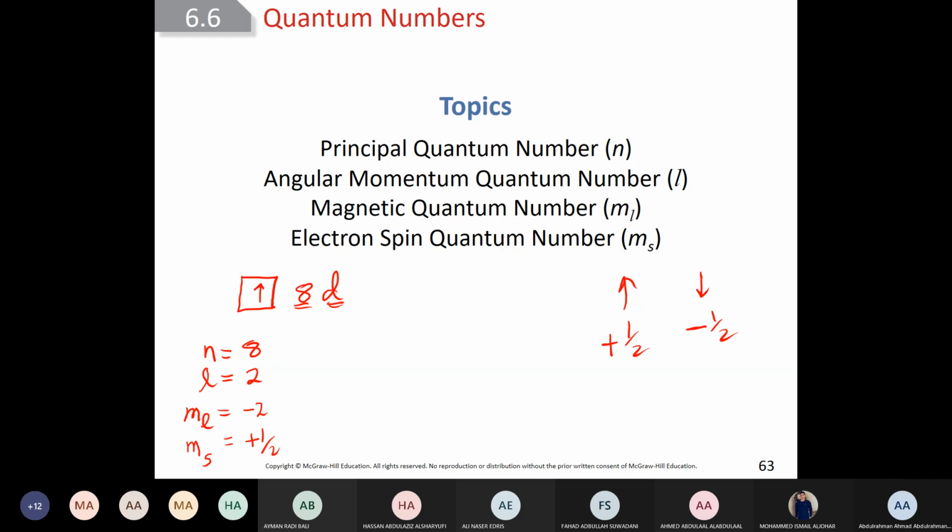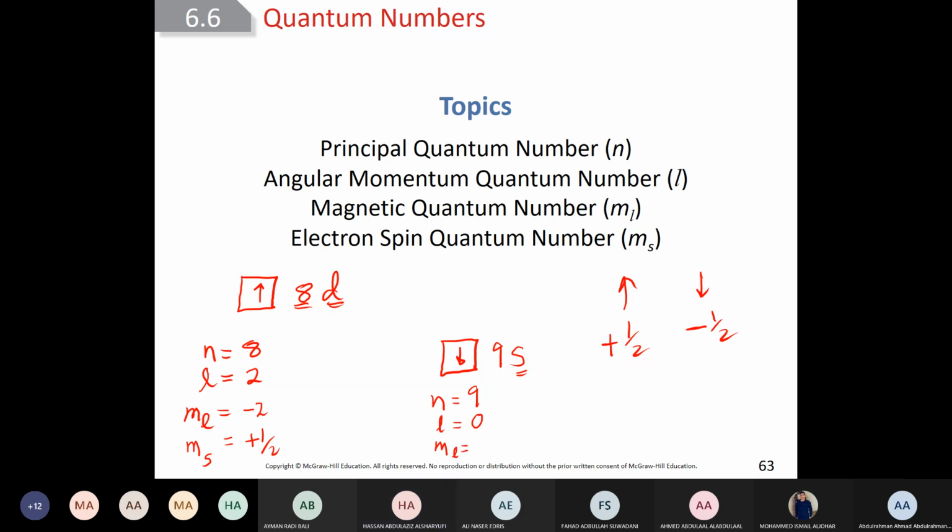Now I will give you another example very quickly. Let's say we have another electron like this, and let's have it as 9s. Then what's the value of n? 9. What's the value of L? 0. Why? Because it is S. Okay. What's the value of ML?